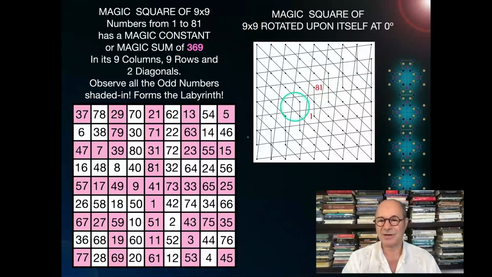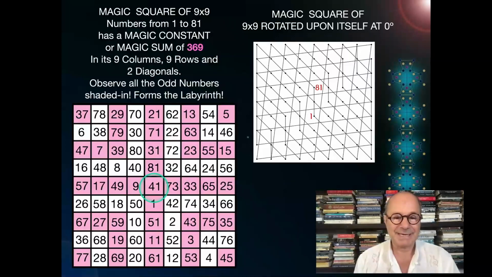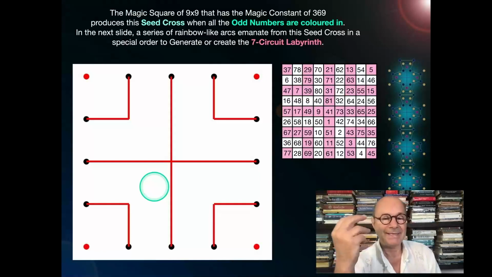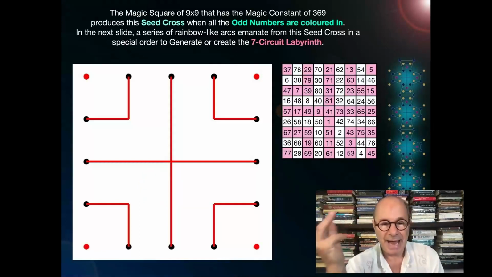So if I join a line from 1 to 2 to 3 to 4 of the magic square, we end up with this kind of ley line pattern or a grid of energy that goes around the planet. Notice that the central number is 41, double that is 82. So if we were to join all the pairs that add up to 82, 1 and 81, we end up with more symmetry.